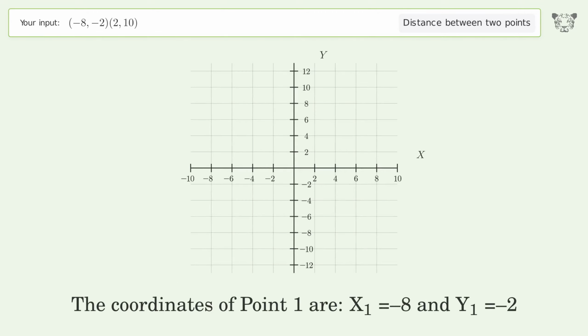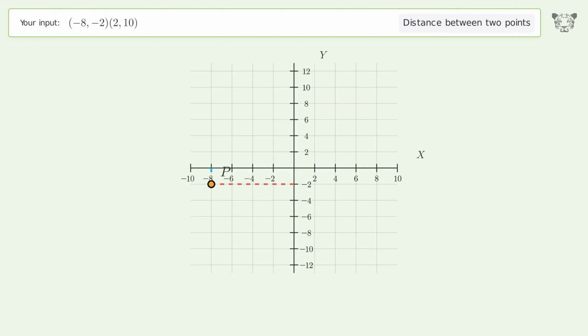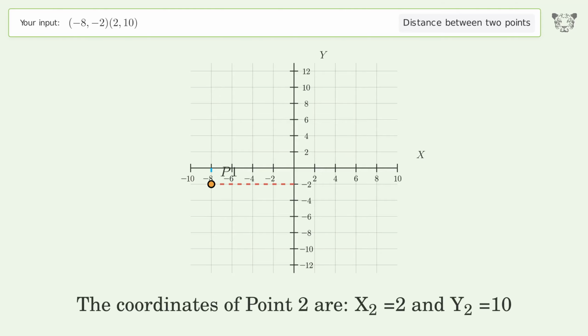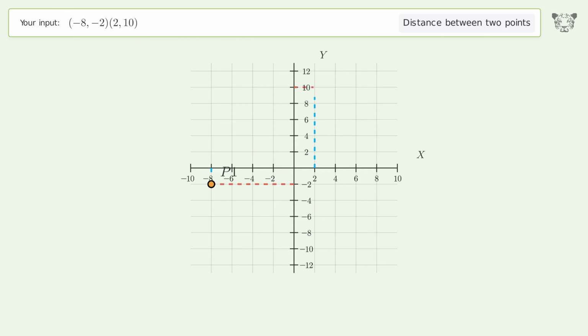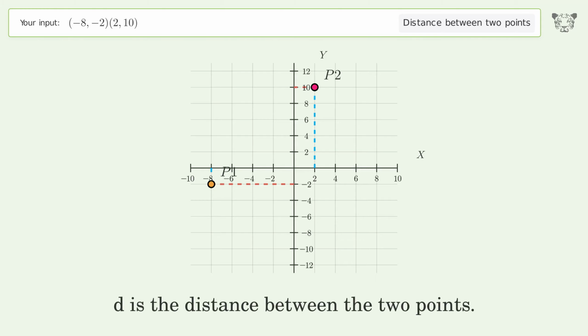The coordinates of point 1 are x1 equals -8 and y1 equals -2. The coordinates of point 2 are x2 equals 2 and y2 equals 10. D is the distance between the 2 points.